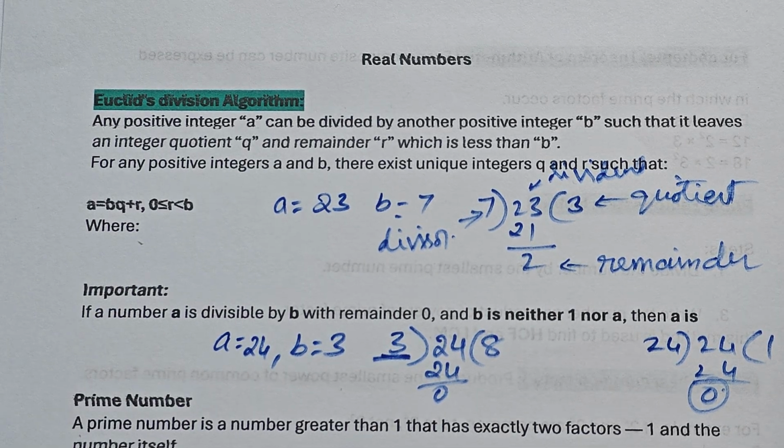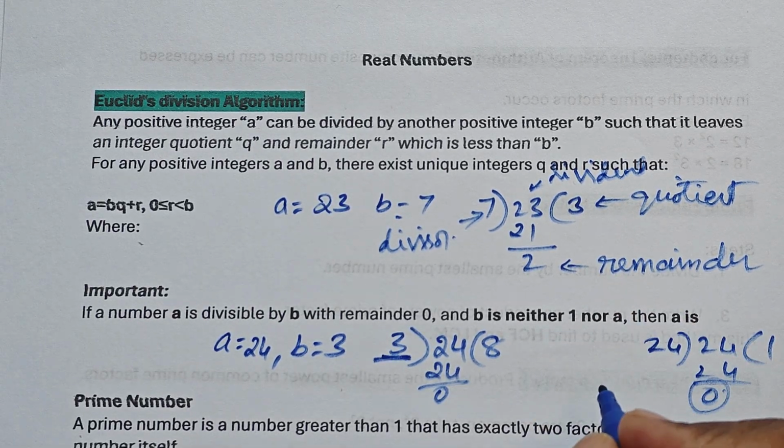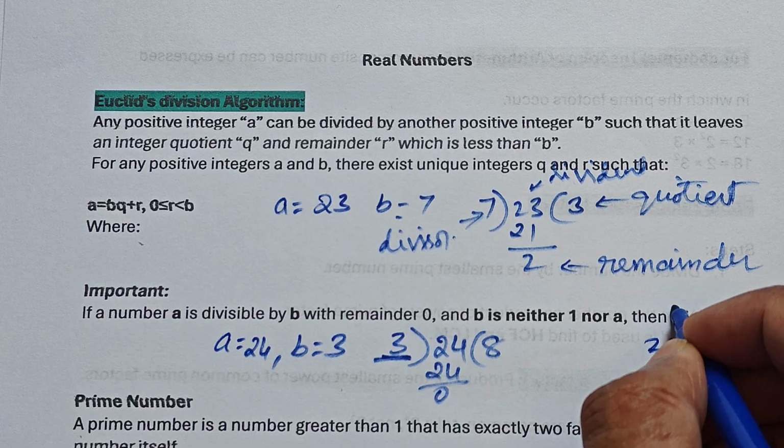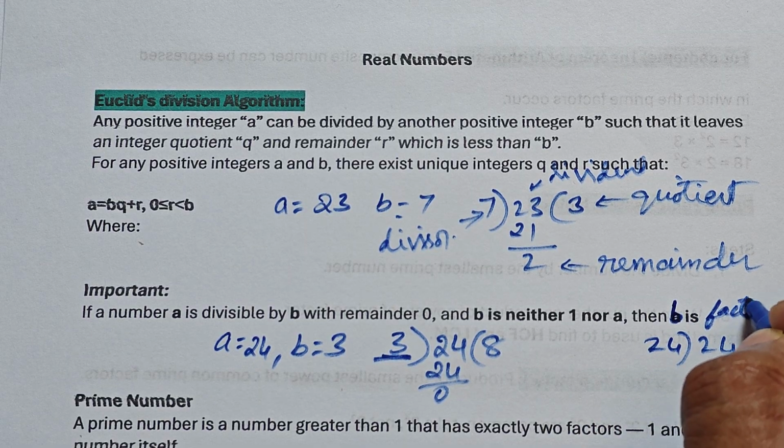Okay, if you look into the important point, if a number a is divisible by b with the remainder 0 and b is not equal to 1 or a, then b is actually a factor of a. Here there is a small typo, b is a factor of a.